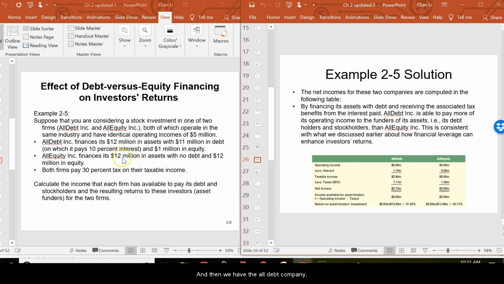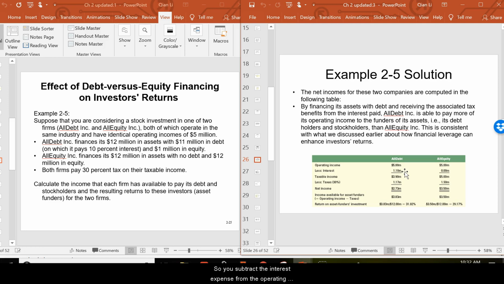And then we have the All Debt company. Apparently they have a lot of debt. So their 12 million in assets is financed by 11 million in debt and only 1 million in equity. And for the 11 million debt, they have to pay 10% interest. That's why the interest expense each year will be 1.1 million, which is 10% of the 11 million debt.